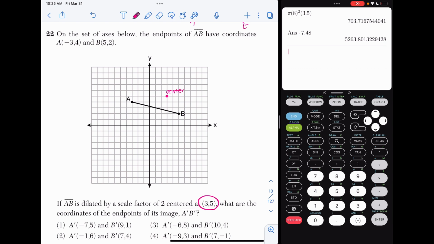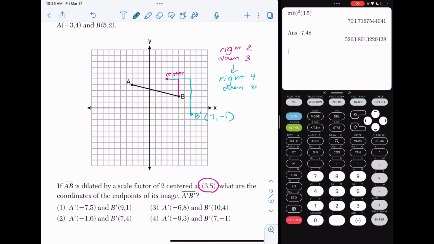So on your picture, plot the center. And you notice from the center to, let's say, B first, how it's right 2 units, down 3. Okay, so let's make a note of that. Right 2, down 3. Now, let's double that. So let's make that right 4, down 6. So I'm going to go right 4, down 6, and that's where B prime is. So B prime, I can see, is 7, -1.